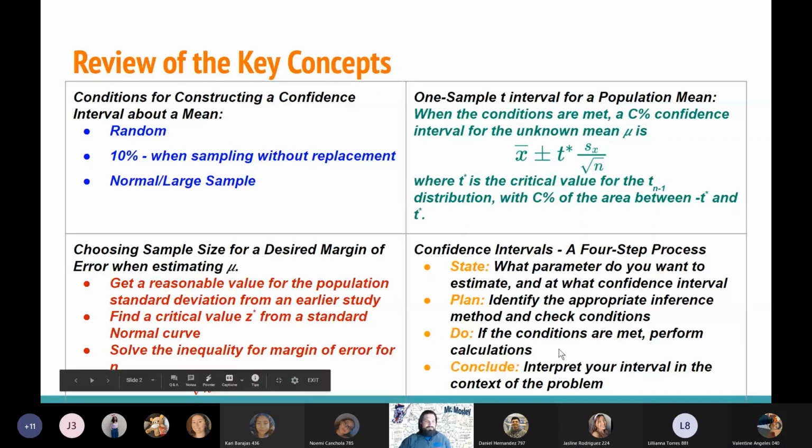Once the conditions are met, we do our calculations, which would then be this part. Do your one sample t interval. You find your interval, that's your confidence interval, and you write your conclusion statement. Interpret your interval in the context of the problem. We are 95% confident that the interval from 2 to 5 captures the true mean number of hours students spend on homework every night. That would be a conclusion statement that interprets the interval back to the context. So this is section 8.3 in a nutshell.